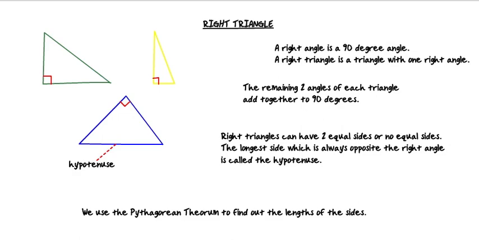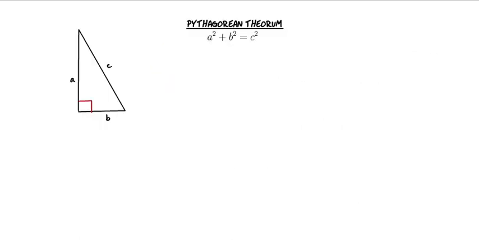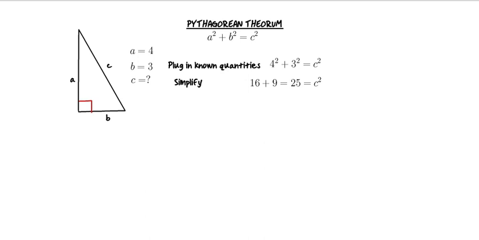sides. So the Pythagorean theorem is a squared plus b squared equals c squared, where c is the hypotenuse. And if we have that side A is 4, side B is 3, and we want to find side C, we're going to plug in our known quantities and get 4 squared plus 3 squared is equal to c squared. We're going to simplify that to get 16 plus 9, which is equal to 25, is equal to c squared. Then we're going to take the square root of each side. So the square root of c squared is going to be plain c, and the square root of 25 is 5, so we get that c is equal to 5.